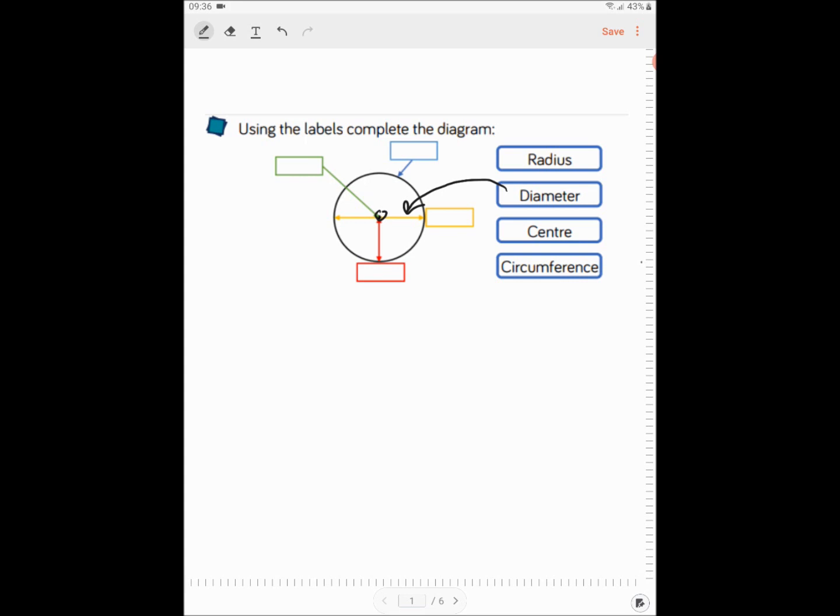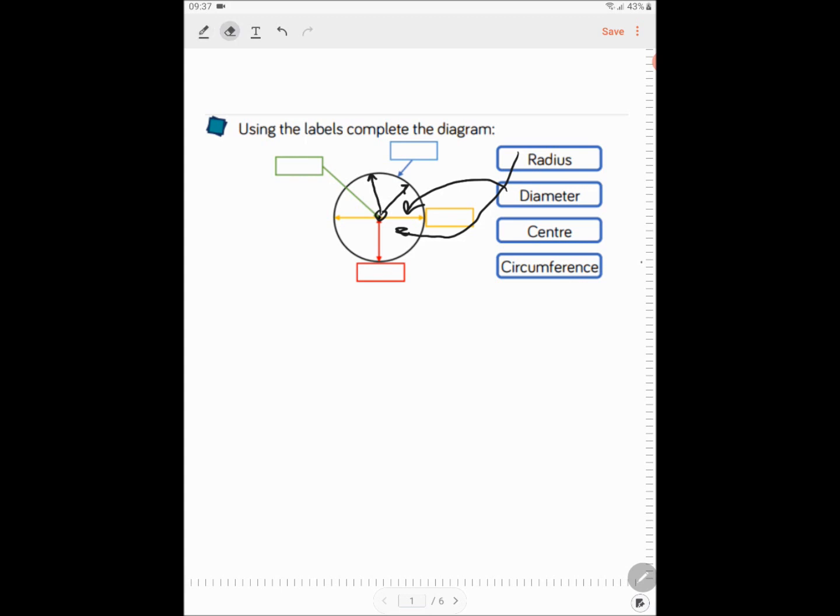Now, the other word that we're looking at is radius. The radius is the distance from the centre point to the outside edge. Now, it could be anywhere. So if I did a line from there to there, that is also the radius. That is also the radius, okay? As long as it goes from the centre to the outside.